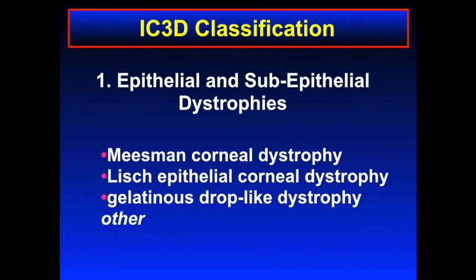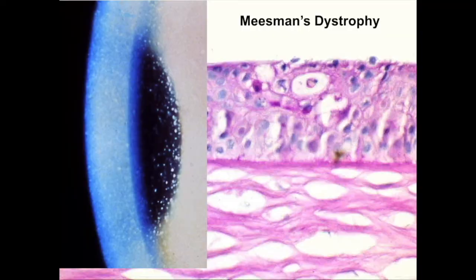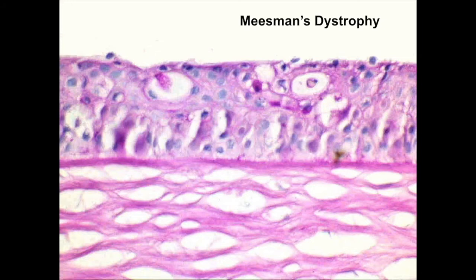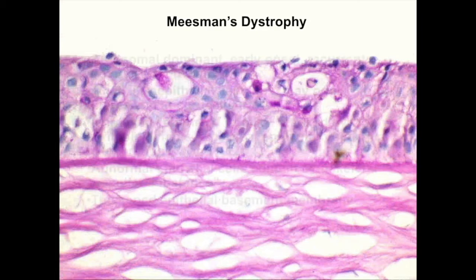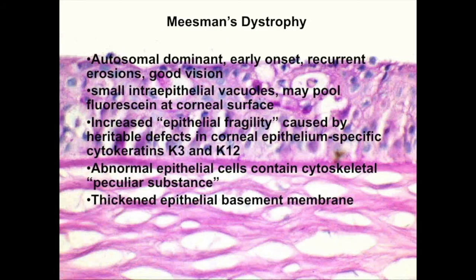Let's talk about the epithelial and subepithelial dystrophies. Meesmann's dystrophy is somewhat of a medical curiosity. It essentially involves the epithelium. The epithelium tends to be thickened. There's thickening of the epithelial basement membrane, and there are vacuoles in the epithelium that tend to get filled up with fluorescein dye. It may not interfere with vision very much. Again, it's autosomal dominant. It can have recurrent erosions, and we have these small intraepithelial vacuoles.